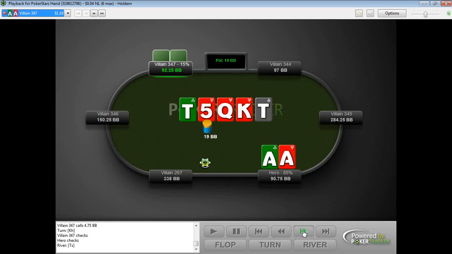So let's see what happens here. So he does check to us here. So we got 2 options. One is to, of course, bet, and the other one is, of course, to check back. So this is actually a spot here. I am going to open up Poker Snowie.